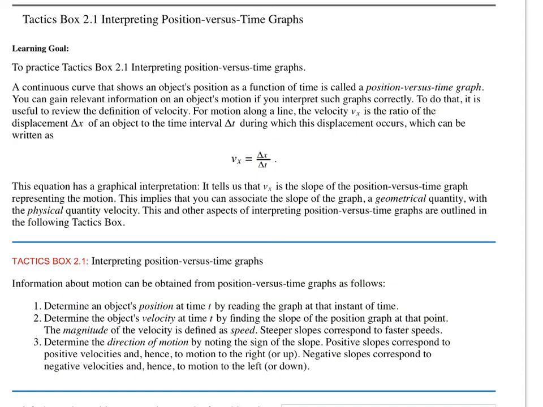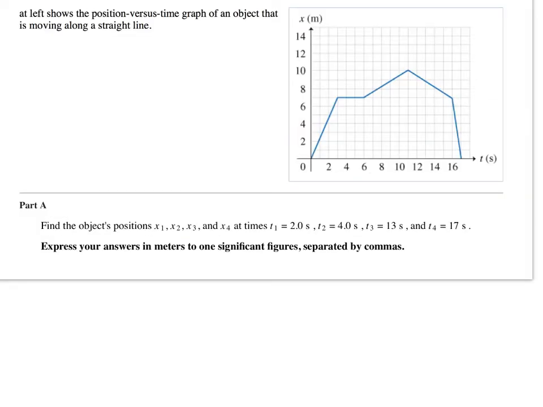For this next one here, this problem starts out by having this tactics box that helps lead you through the problem. So we're just going to skip here to the actual problem. So the first question is asking us to simply find the position at 2 seconds, at 4 seconds, at 13 seconds, and at 17 seconds. So we're simply reading the graph here, and we're going to enter our answers separated by commas to 1 sig fig. So at 2 seconds, I'm just going to read the graph, and it looks like it's in between 4 and 5, but closer to 5. So I'm going to say that my position is 5 meters for the first one.